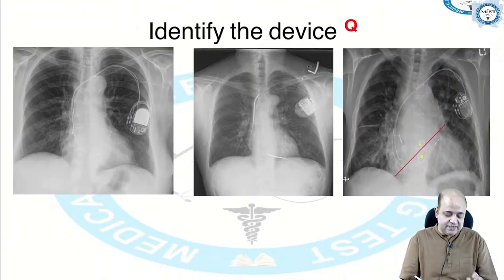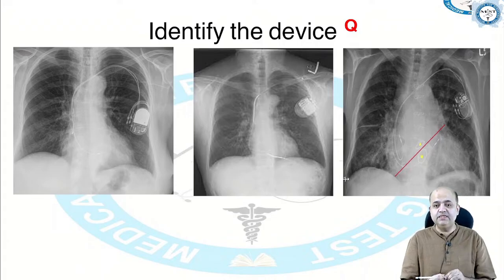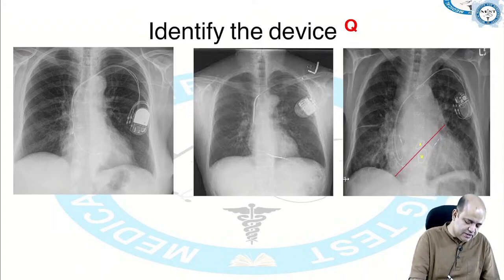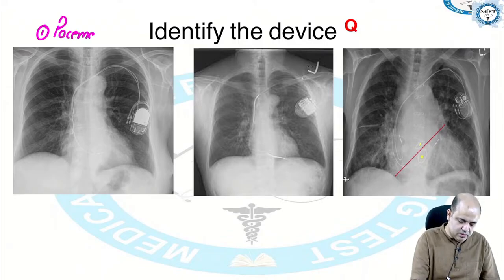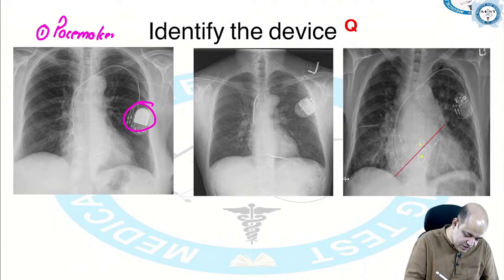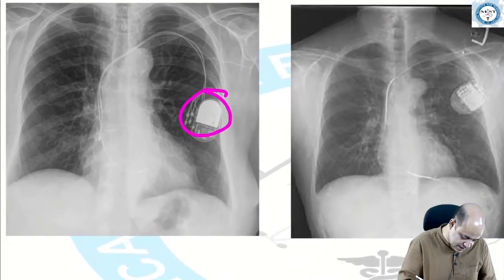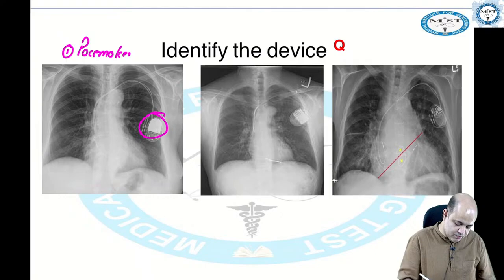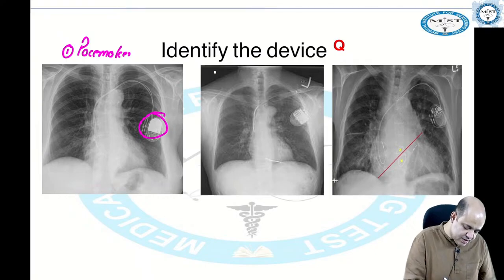Also, the devices are commonly asked, and for all these devices, what do we do? We do the radiography. And what is this? This is the pacemaker device. We see these are the leads of the pacemaker. And what is it in the second image?